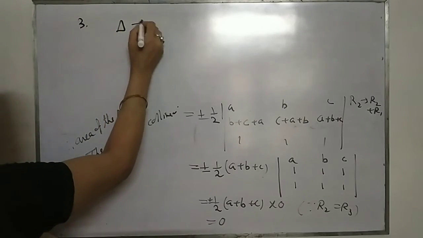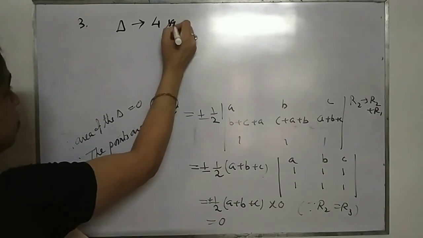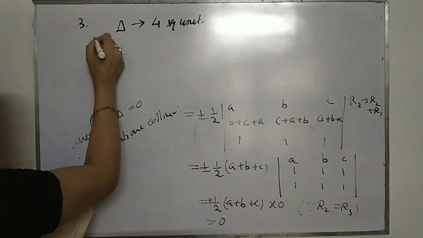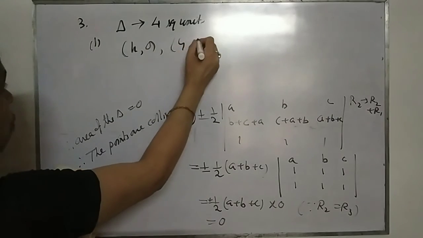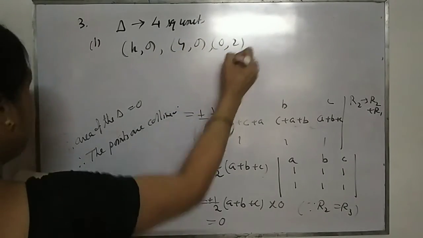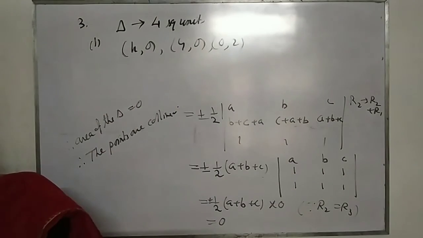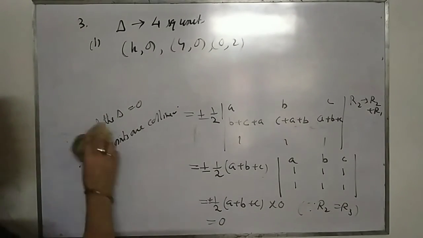Area of the triangle is given as equal to 4 square units. And in the first question, what is given here? (k, 0), (4, 0), (0, 2) are the vertices of the triangle. You have to find out the value of k. This is your question. So, what I am going to do now?